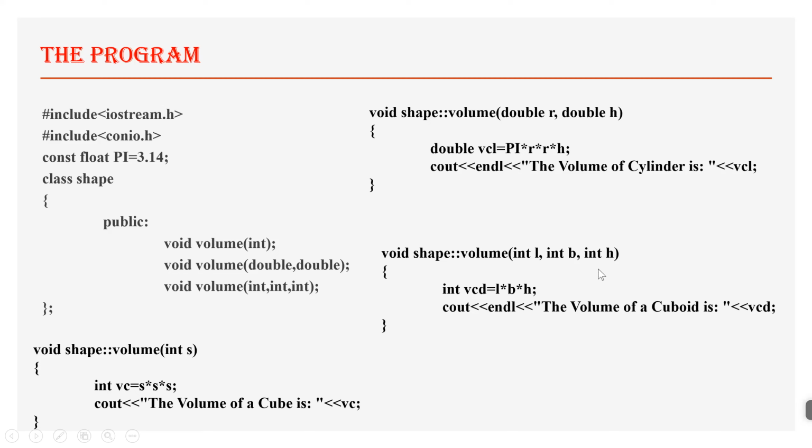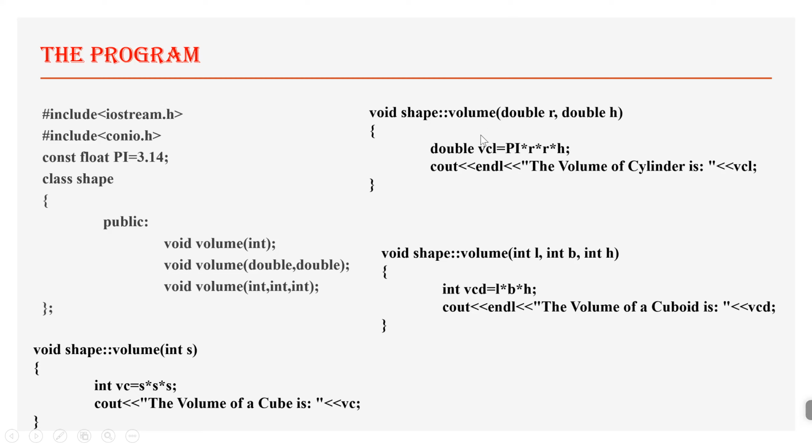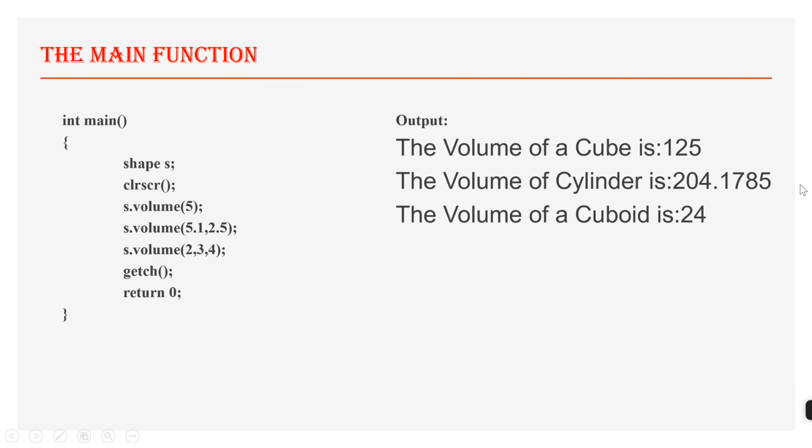What is the number of arguments here? 3. It is also not suitable. So now what is the number of arguments here? 2. Yes. What is the type of those two arguments? Double, double. Yes. This is the suitable function to execute by taking these two values, 5.1 and 2.5. So this function will execute pi into 5.1 into 5.1 into 2.5. So the output will be 204.1785. That is the volume of a cylinder.